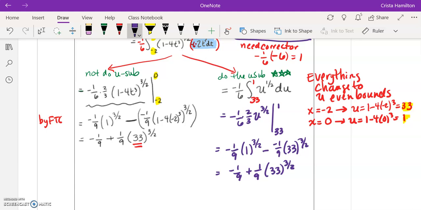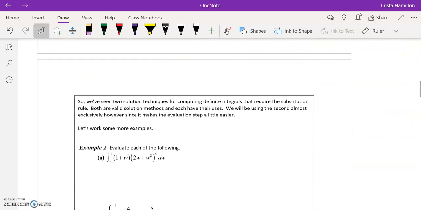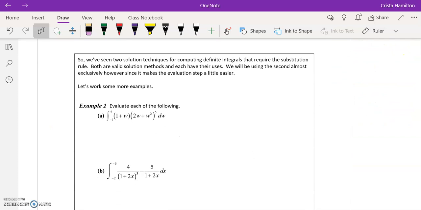But I will tell you that I do far prefer that version of the method of doing it. Go ahead and do the u substitution, change everything into u, and then calculate your antiderivative. I think it makes it much clearer. Okay, so keeping in mind that while they're both valid solution methods, we're going to use the second pretty much exclusively because I think that makes the evaluation step easier and you guys don't have linkage errors.